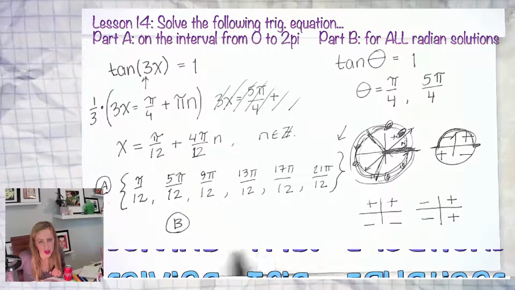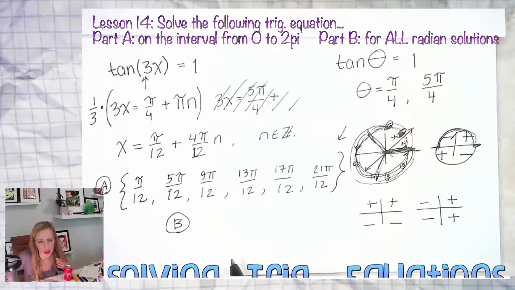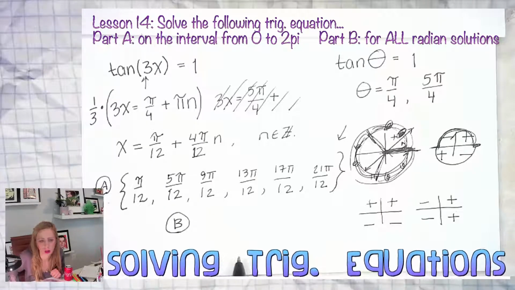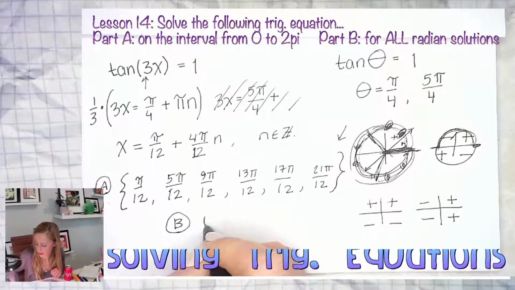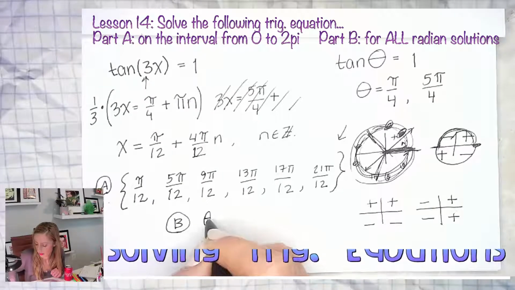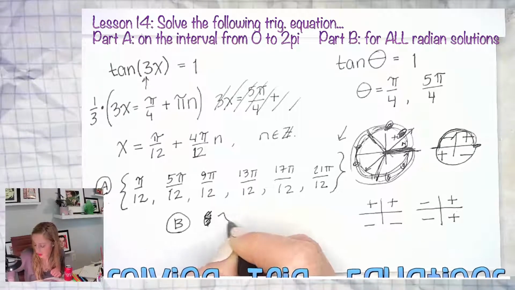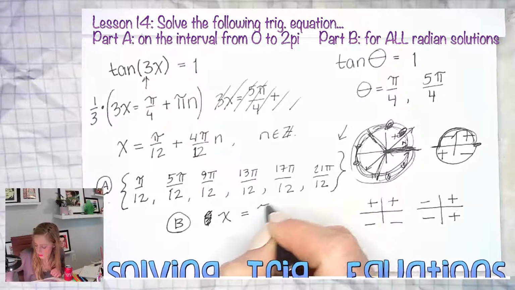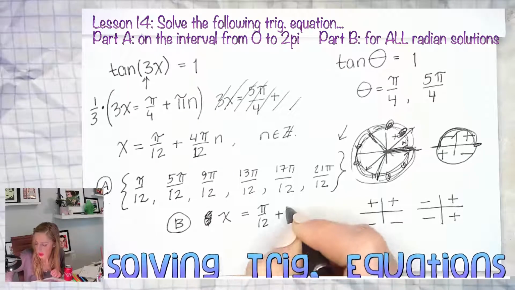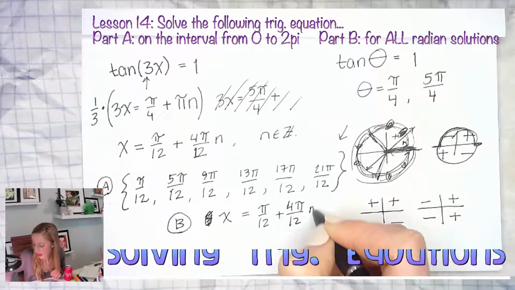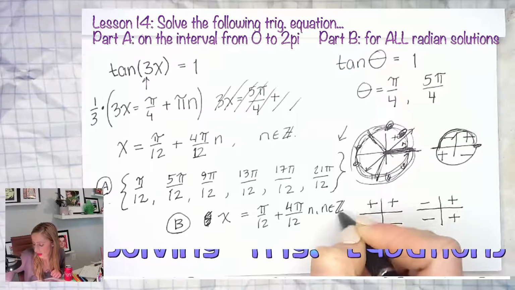What is it that we should have written down for part B then? Go ahead, tell me, Makai. Is it x equals pi over 12 plus 4 pi over 12 n? Yes, I started writing theta, but yes. x equals pi over 12 plus, if you reduced your 4 pi over 12 and you put pi over 3, that's fine, n, and then somewhere on there, n is an integer.